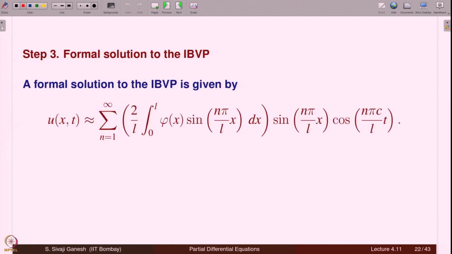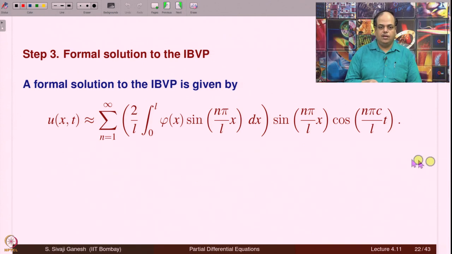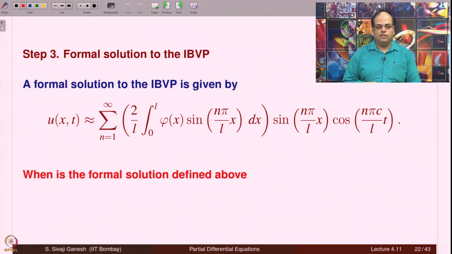Now, the formal solution to the IBVP is given by this. So, I have just substituted the values of b n. So, this is still a proposed candidate solution to the IBVP. That is why we still use this approximation symbol, just to make sure that we have not checked things. So, when is this formal solution which is defined above indeed a solution?